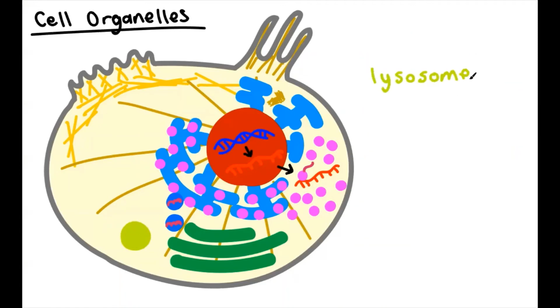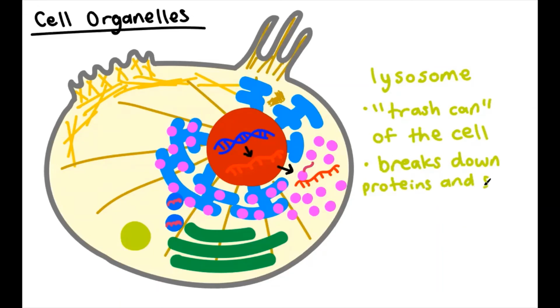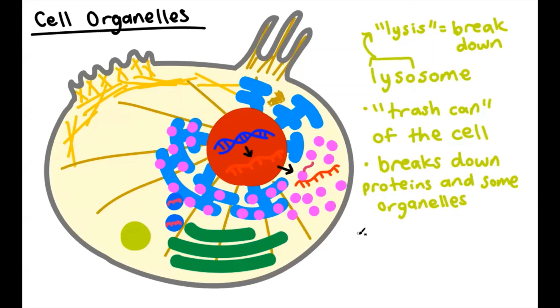The next organelle is the lysosome. You can think of the lysosome as the trash can of the cell. It has specialized enzymes that break down proteins or even organelles. To remember their function, think lysis, which means breaking down. Another thing to remember about the lysosome is that it has a very low pH, so it's very acidic.